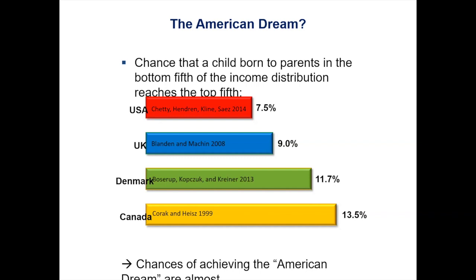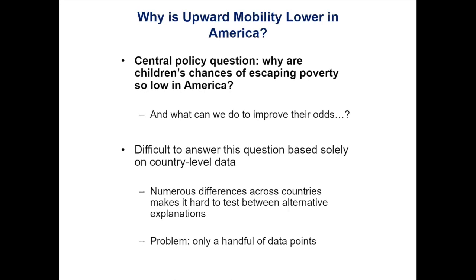But now let me show you his next slide. And what I want you to do is, I cheated a little because I put something he says in bold, but I haven't changed a single word. I've just put it in bold. The central policy question, and this is his absolute next slide, and I watched the talk too, and it just goes along with these slides: Why are children's chances of escaping poverty so low in America? Question. Do you see anything wrong with saying that after what he showed in the previous slide?